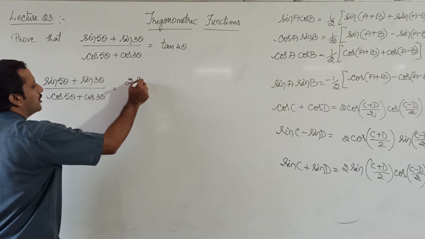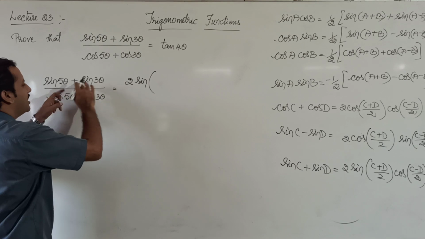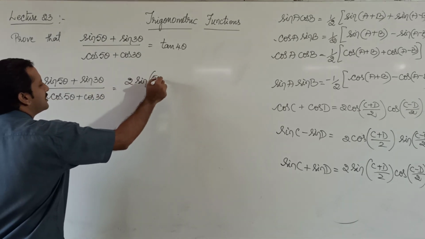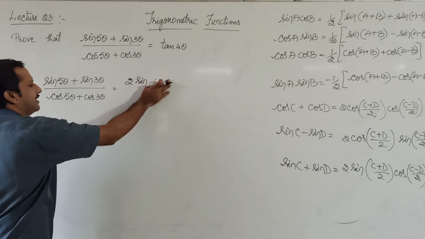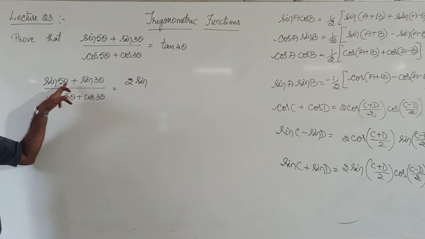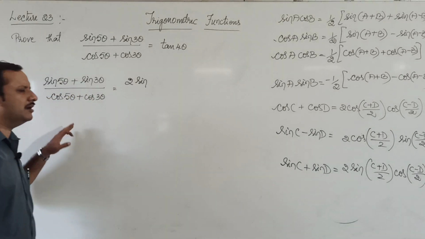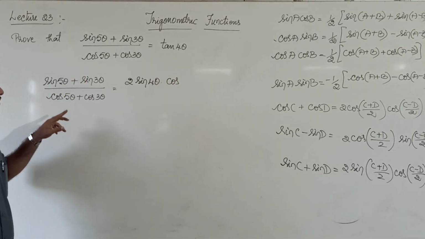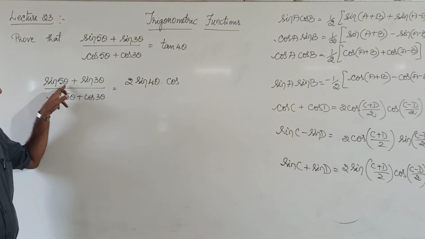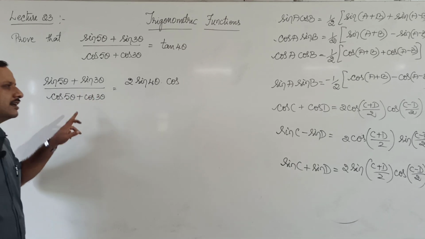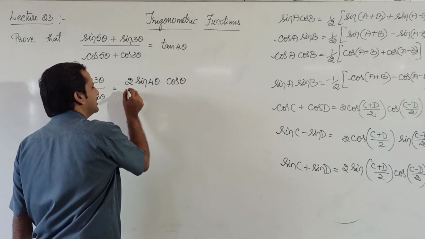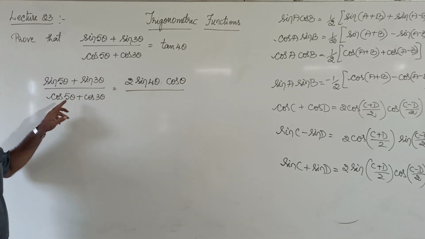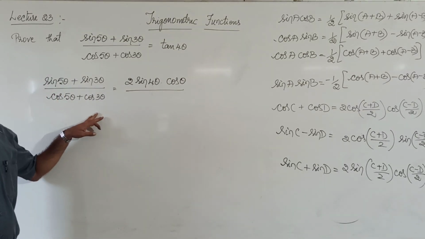So I am going to get 2 sin (C plus D)/2, 5 theta plus 3 theta. Okay, and I'll directly write, I think you can understand. C plus D by 2, 5 theta plus 3 theta, that is 8 theta by 2, 4 theta. Into cos (C minus D)/2. C minus D by 2, that is 5 theta minus 3 theta, which is 2 theta by 2, is cos theta, divided by. Here you have cos 5 theta plus cos 3 theta.